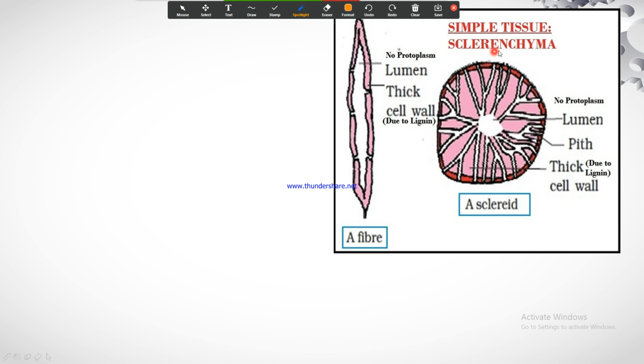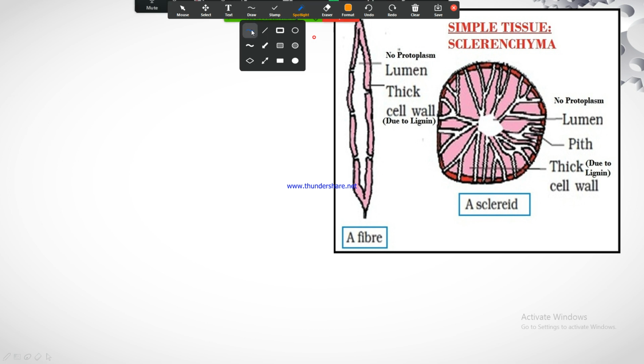Actually, sclerenchyma is of two types: fibers and sclerites. The fiber structure is like that. Sclerites, if you see, have this structure. Clear? Even in the sclerite structure, the space inside the cell is very small. You can check, it is almost all lignin. This pink area indicates the lignin depositions. Because of this lignin deposition, the space inside the cell is very small.